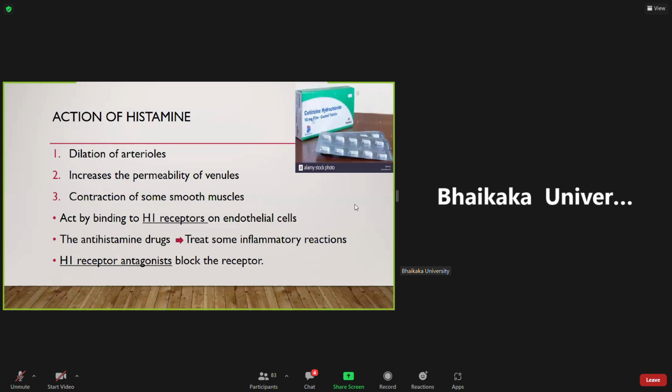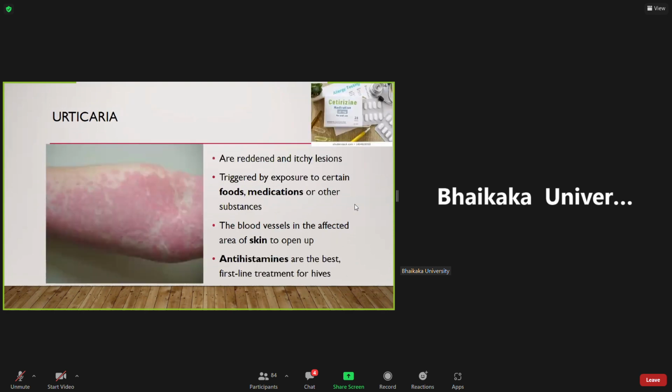Also, it causes contraction of some smooth muscles. By binding to the histamine receptors on endothelial cells, all these actions happen. So the antihistaminic drugs which are given are treating the inflammatory reaction by blocking these receptors. They will block the receptor because they are congeners, or you may say structural isomers, of histamine, which block the receptors and don't let histamine do its work.